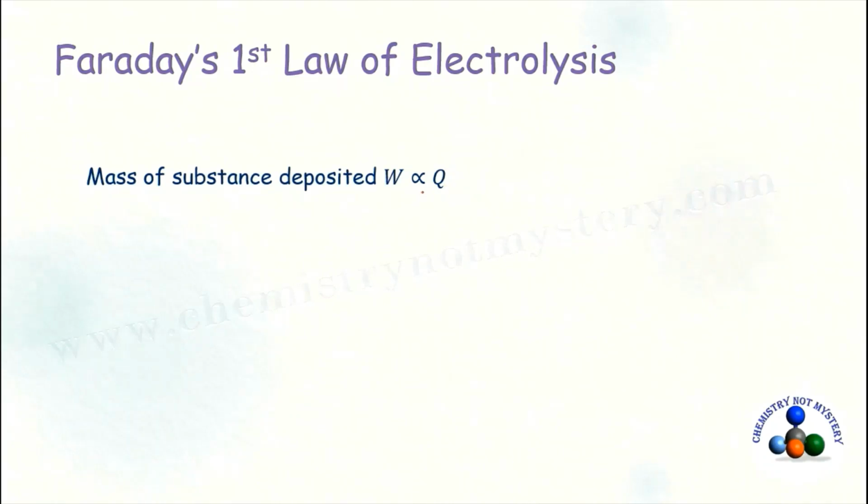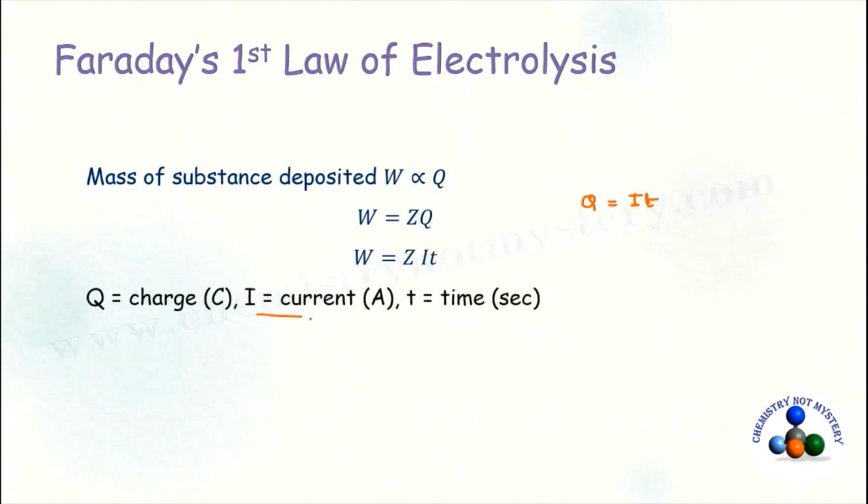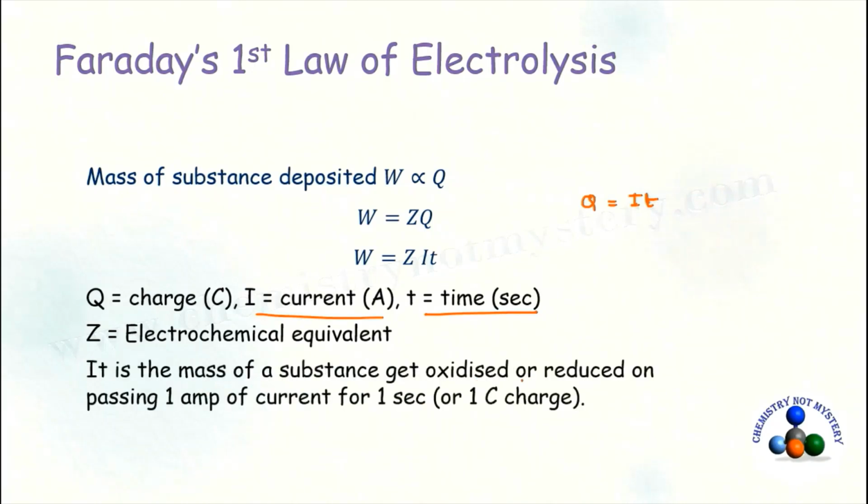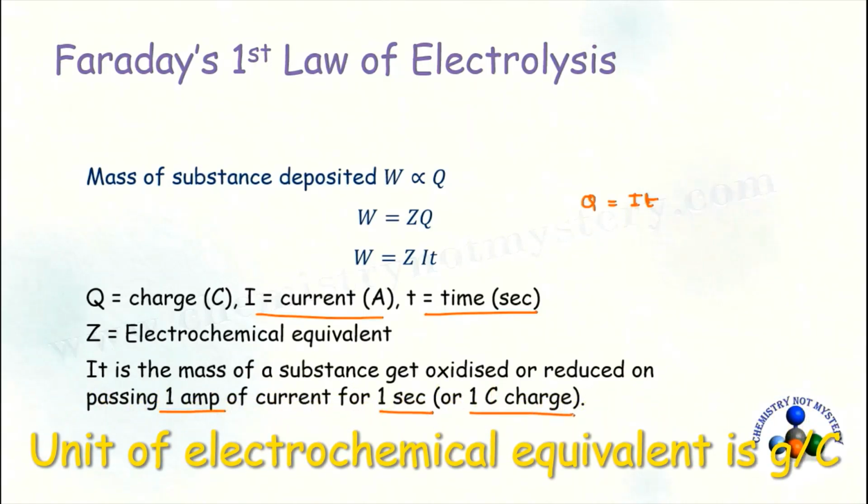When you remove this proportionality sign, you will get a constant, that is Z. And you know Q is also equal to I into T. So when you replace the value of Q in this formula, you will get W is equal to ZIT, where I is the current in ampere and T is the time in second. And Z is the electrochemical equivalent. It is the amount of substance that gets oxidized or reduced on passing 1 ampere of current for 1 second, or you can say 1 coulomb charge.